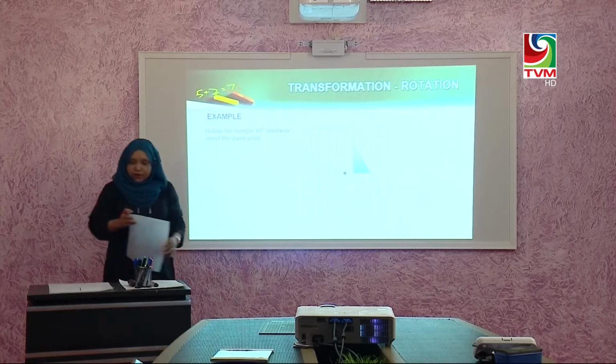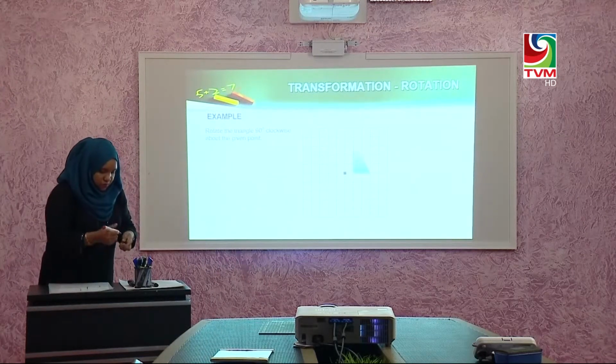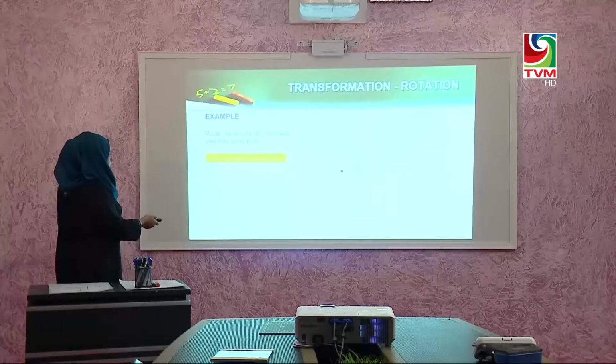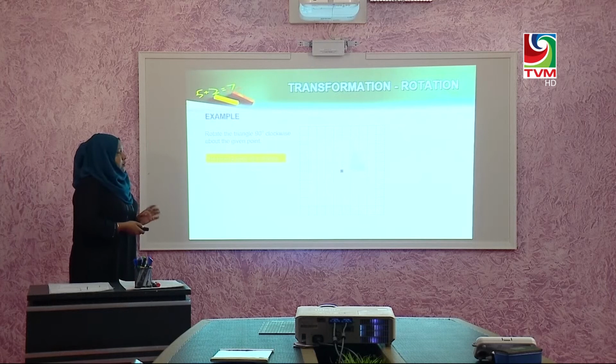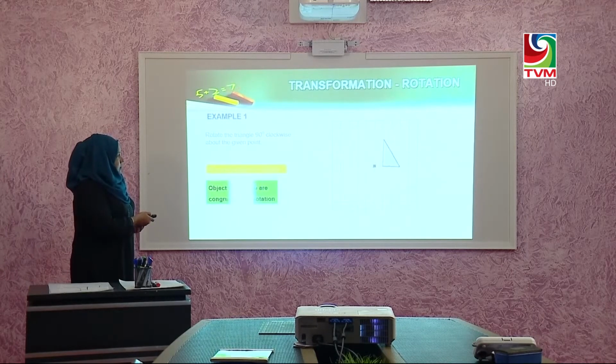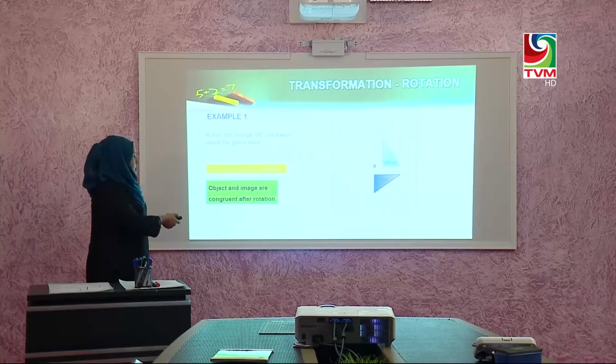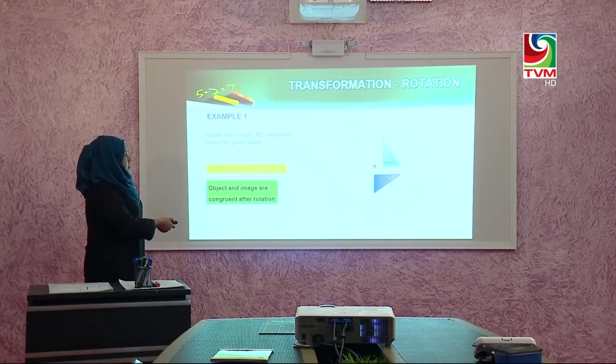Now I am going to show you what I did just now. I placed tracing paper over the object, then I traced the outline, then rotated it 90 degrees clockwise. Here is the image. As you can see, the object and image stay the same size after rotation.